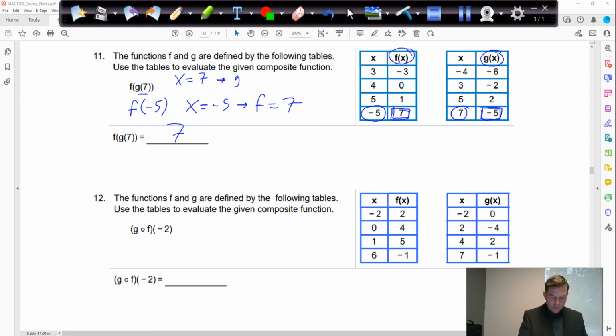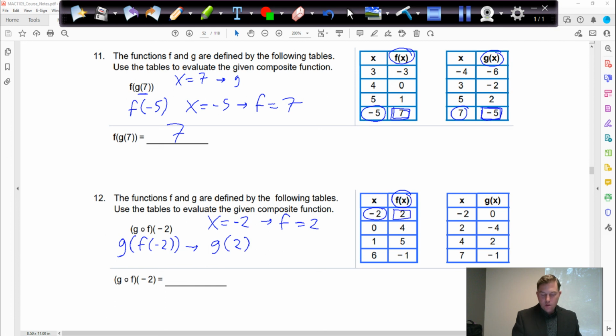Okay, this is saying almost the same thing. This is saying g of f of minus 2. So it says let x equal minus 2 and go to the f table. So we go to the f table, and we go to x equals minus 2, and we record the number. That is equal to 2. So now, f of minus 2 became positive 2, so now we're looking for g of 2. Well, this says, let x equal 2 and go to the g table. So we go to the g table, where x is 2, and we record the answer, minus 4.